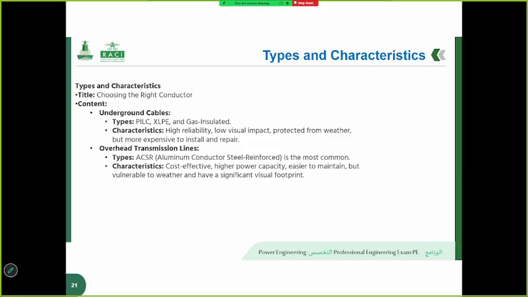It combines the low weight and high conductivity of aluminum with the mechanical strength of the steel core, allowing it to span long distances between towers. The main characteristics are cost effective, high power capacity, easier to maintain, vulnerability to weather, and significant visual footprint.